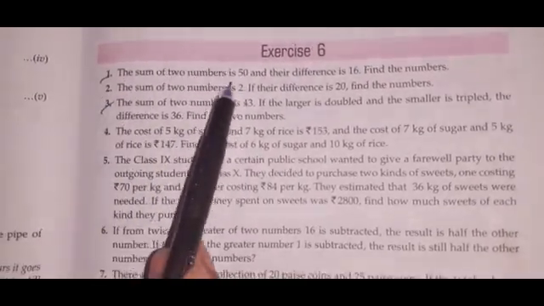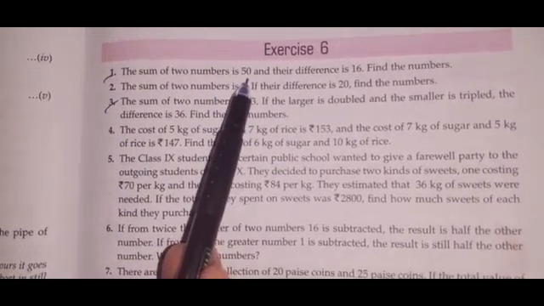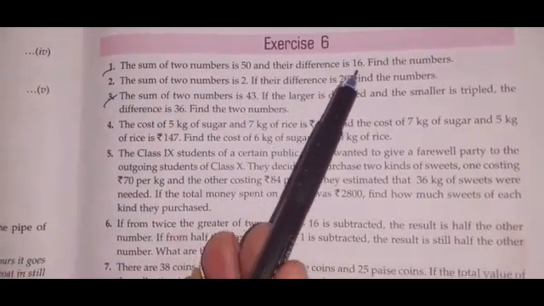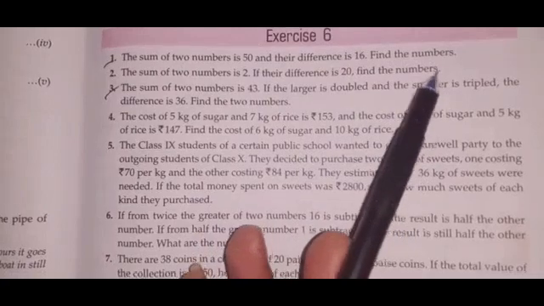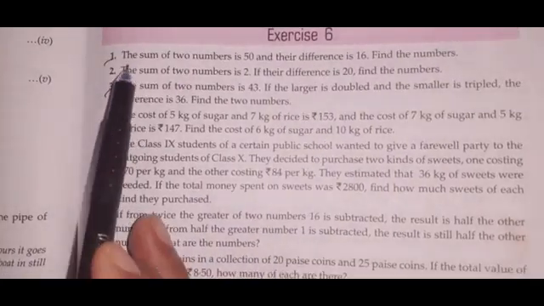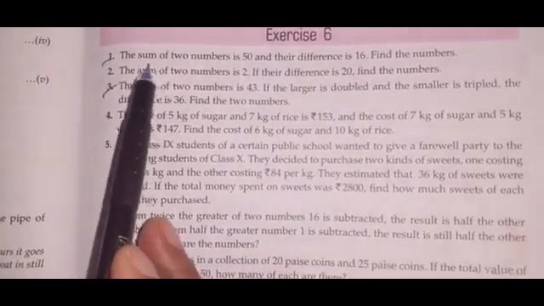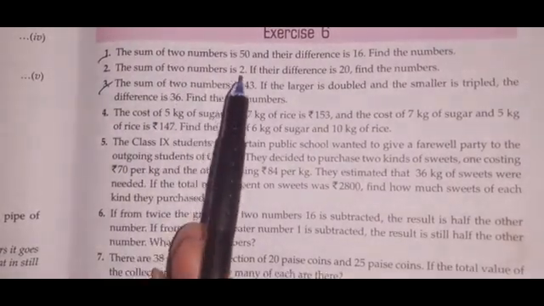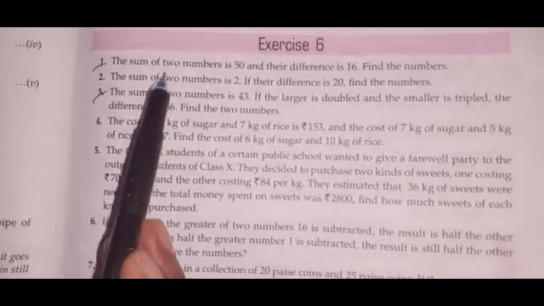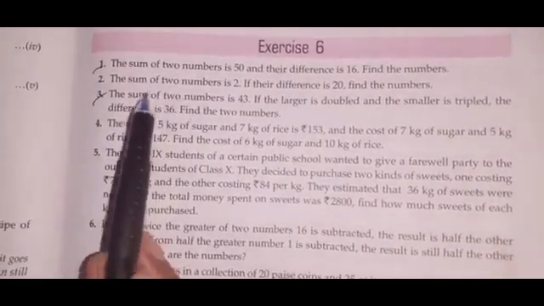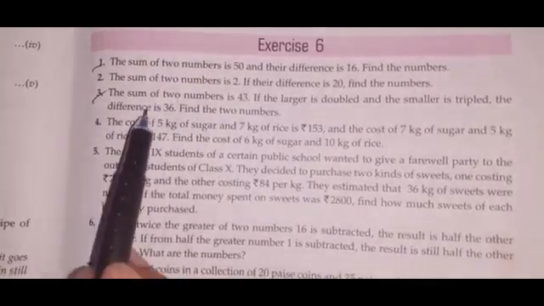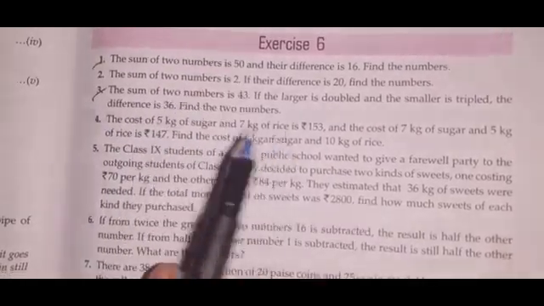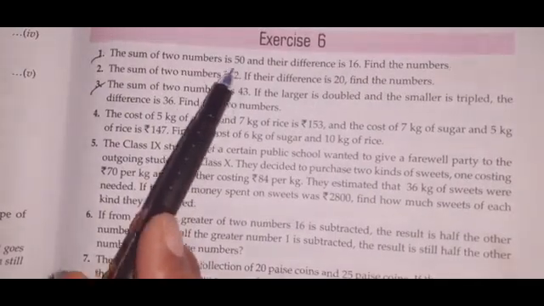The sum of two numbers is 50, and their difference is 16. Find those numbers. So as you read that, what is the unknown thing here? Two numbers are unknown, so you may write: let the two unknown numbers be a, b, or p, q, or x, y, or l, m. Any two letters you may select, and then you can frame the equation according to the question.